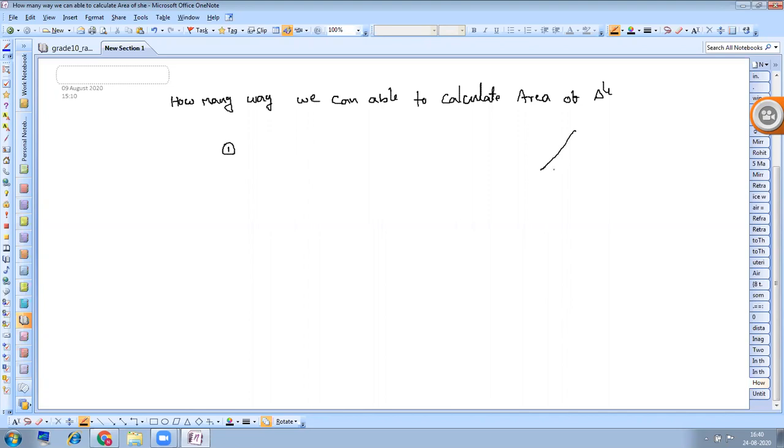Suppose this is one triangle. If this is the height, and I know this side, then the area of this triangle is half into base into height. So we can use this formula in three ways, because three sides will act as three bases. Based on which side's height I know, I can find the area.